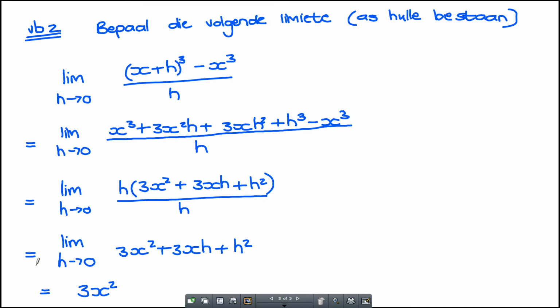And then plus x also, that becomes that. Yeah, then we multiply that then. So x cubed plus 2x squared h plus xh squared.